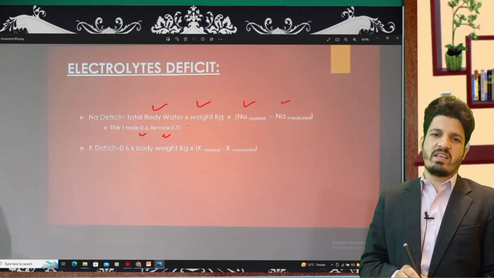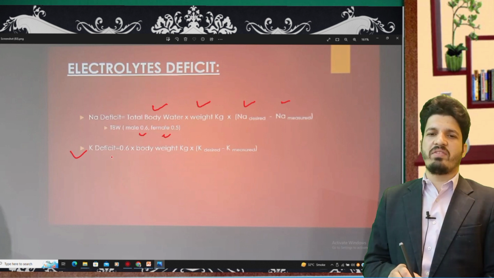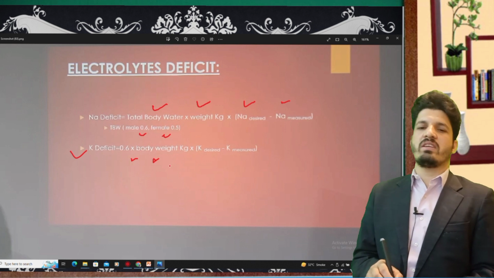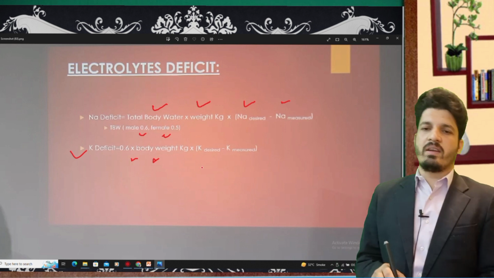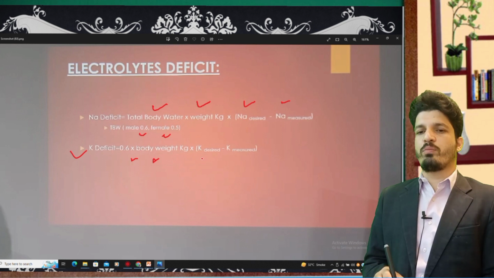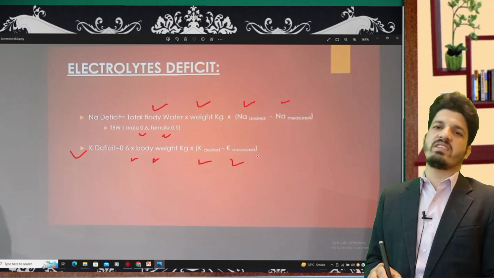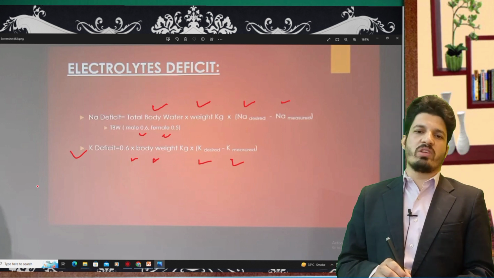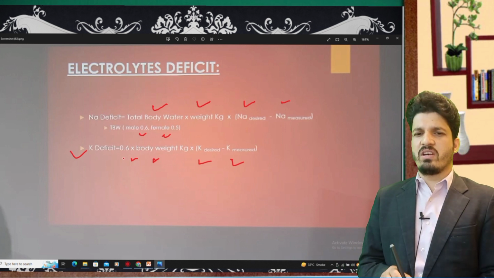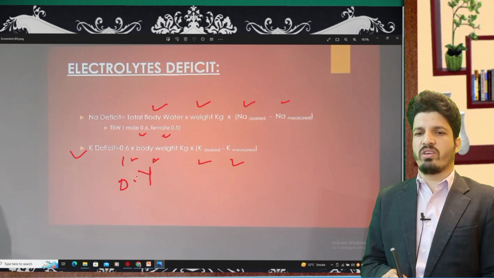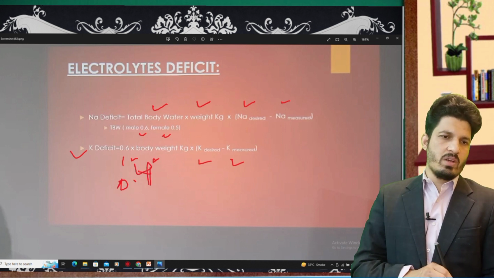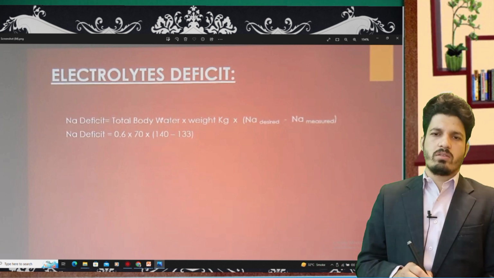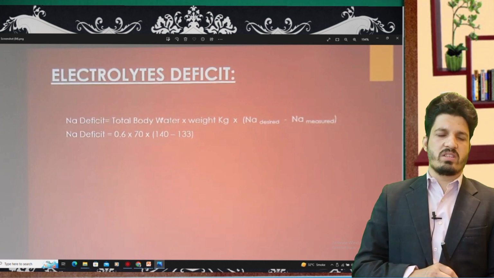In the same way, the potassium deficit will be equal to 0.6, that's the total body water, multiplied by the body weight in kg, and multiplied by potassium desired minus potassium measured from your lab values. So this is the formula which you have to remember. In the case of potassium, sometimes we also use 0.4 instead of 0.6. This does not make a lot of difference, so don't be conscious about this.